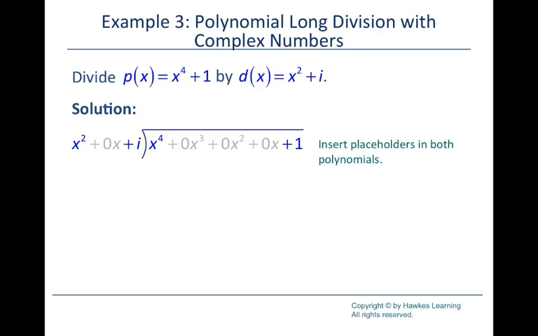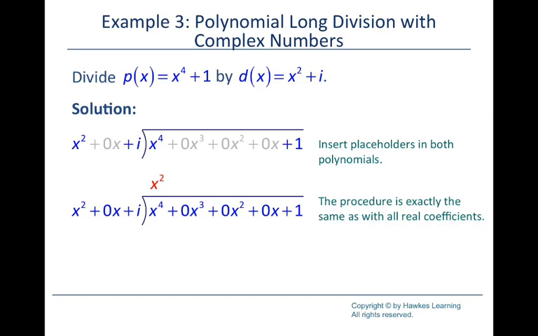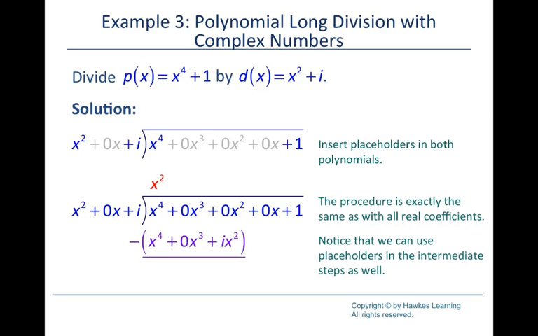Okay, so we're going to start within our quotient. It'll be an x squared. So we have x to the 4th plus 0x cubed plus ix squared. And then that's going to be a negative all the way across when I change the signs. And so I'll end up with a negative ix squared and bring down the 0x and the 1.